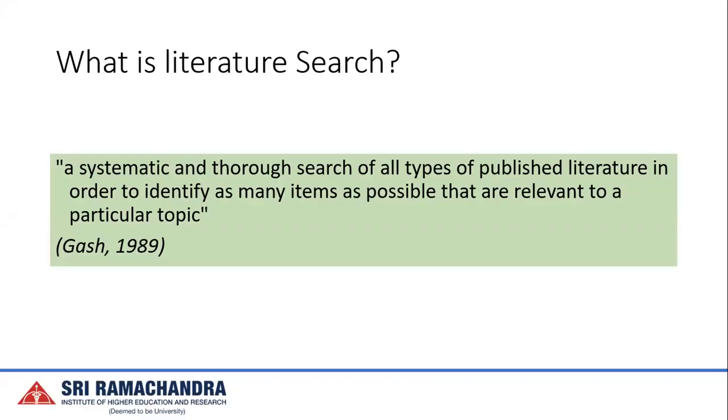So what is literature search? There are various definitions. I personally like this definition by Gash, because it says it's a systematic and thorough search of all types of published literature, which includes the gray literature, in order to identify as many items as possible that are relevant to a particular topic. So that is the definition of literature search. We need to understand here, it is systematic.